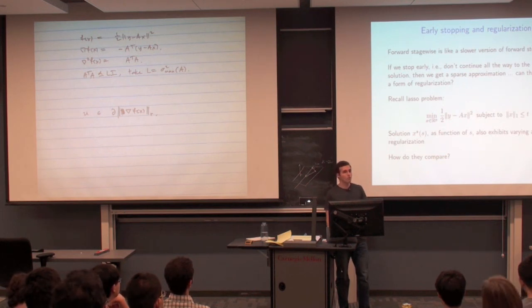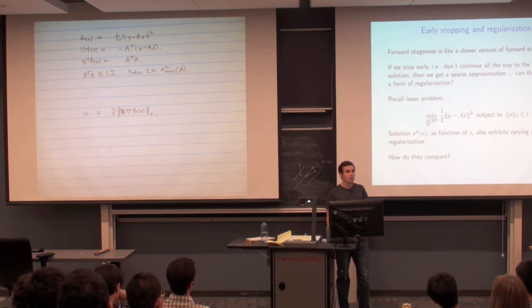So on your homework, you're going to do the same thing, but instead of the lasso, we're going to look at something called the graphical lasso. And you're going to stop that at various points, and you're going to see that that actually behaves a lot like a regularization method too. So it's a very simple way to minimize L1 penalized or L1 constrained problems. It's just do steepest descent or gradient descent and stop early.